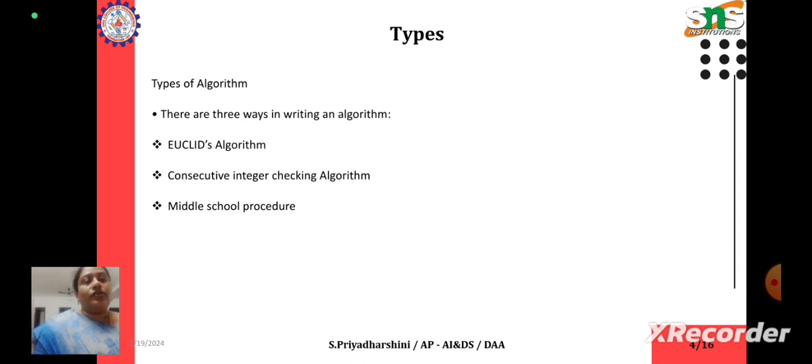For example, the syntax is: algorithm, the name of the algorithm, then the parameter list P1, P2, etc. If I am going to find the GCD of integers m and n, then it should be algorithm GCD(m, n). So this is the first step in writing an algorithm. The head section should also have the problem description, why I am writing this algorithm. The next one is the possible input cases, and the third one is the output.